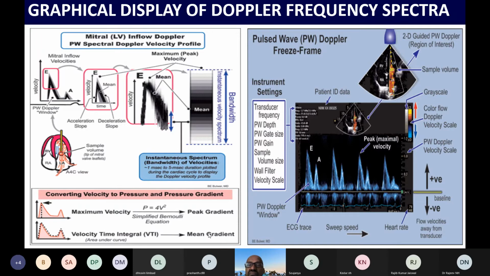valves. And here in pulse wave Doppler, you place this sample volume, that is the two small parallel beams which are placed at the location where you exactly want to determine the velocity. So this facility is not available in continuous wave Doppler.